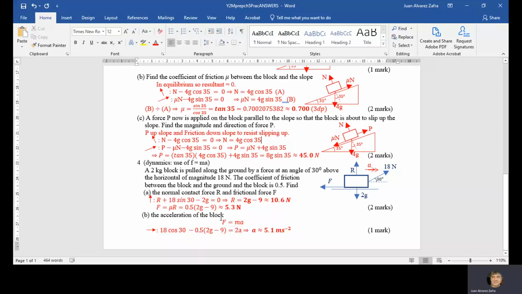And now if you want to work out the acceleration, now we use Newton's second law horizontally, F equals ma, and F is the net force horizontally. So if we resolve horizontally, the 18 newton force component in the horizontal direction is 18 cos 30. The frictional force we know is 0.5 times (2g minus 9). And so the net force is going to be this, and that's going to be equal to ma. The mass of the block is 2, and then the a is unknown, but we can get a by working out the left-hand side and dividing by 2, which gives us 5.1 meters per second squared.